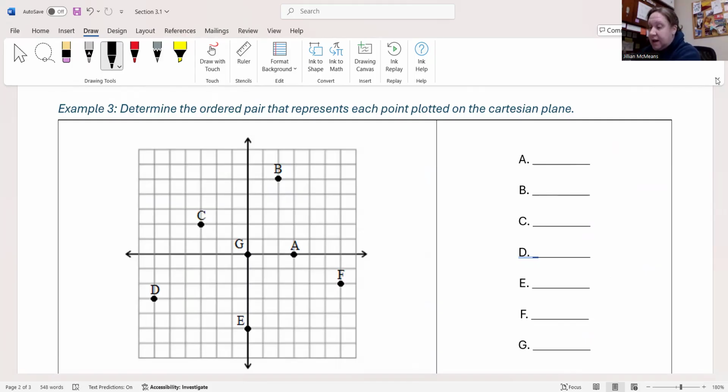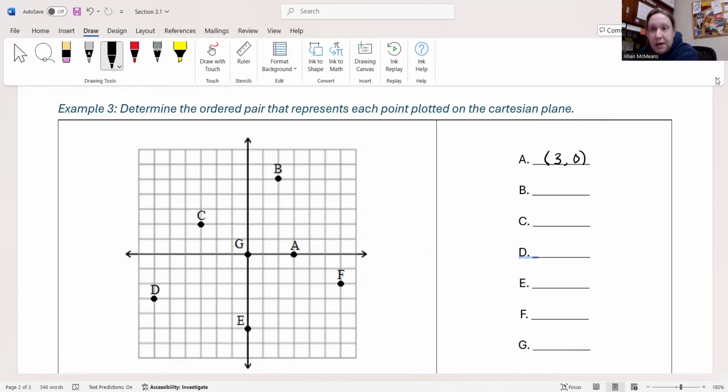So let's figure out where A is. All right, so A, hopefully you see it, it's here along the x-axis. So at the origin, to get to A, I would move to the right 1, 2, 3, but then I don't go up or down, and I'm at A. So the ordered pair that would represent A would be positive 3, because I had to go to the right from the origin, and then because I didn't go up or down, the y coordinate would just be 0. So x coordinate 3, y coordinate 0.